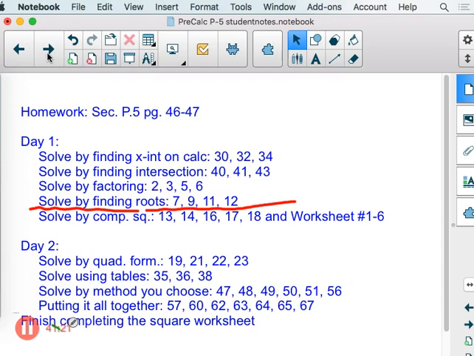This is the directions. And I did put it on Schoology, so feel free to take pictures if you want to. X-intercepts on the calculator, intersections on the calculator. That's solved by factoring and solved by extracting square roots. And then tomorrow we'll hit that completing the square a little bit more. And my not so favorite quadratic formula. And then we'll talk about missing the tables and all that good stuff.